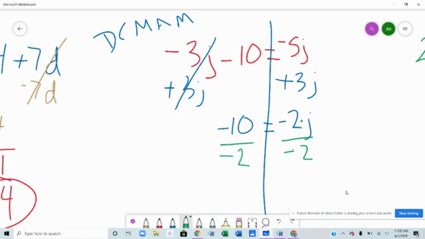Negative 10 divided by negative 2. Remember, 2 negatives make a positive, and 10 divided by 2 is 5, equals, your negative 2's will cancel out, j, or j equals 5. Same answers.